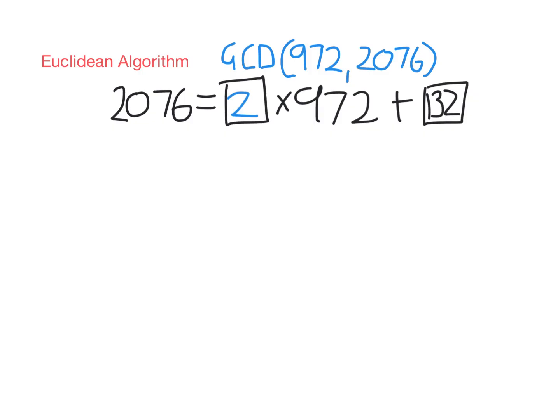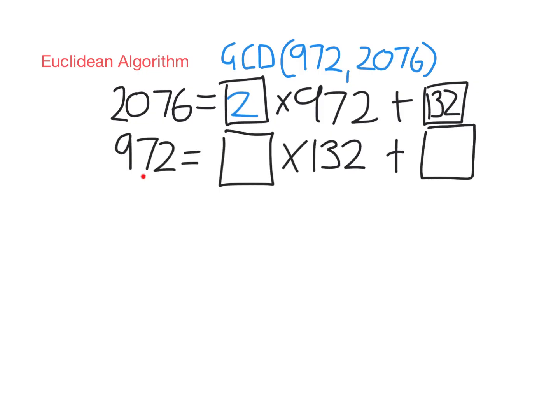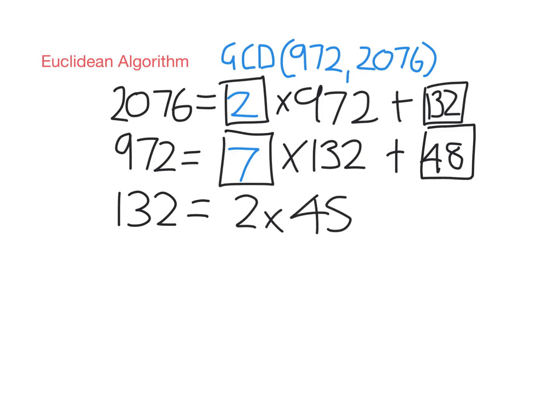132. So now we shift these along. I want to write 972 as something times 132 plus a remainder. So 132 goes into 972 7 times. 7 times 132 is 924. The remainder is 48. So we're going to perform that step again. We're going to write 132 as some number times 48. 2 times 48 is 96, plus 36.